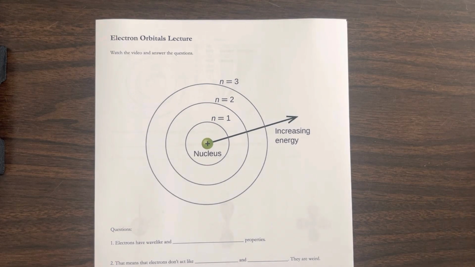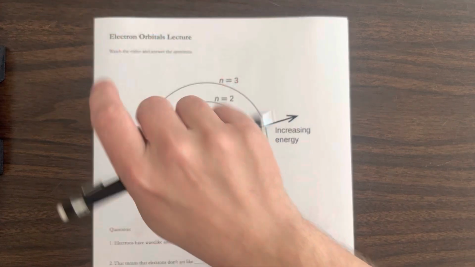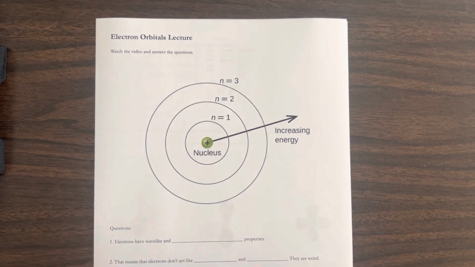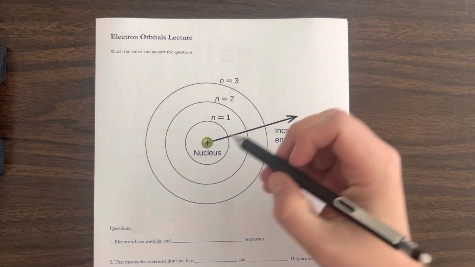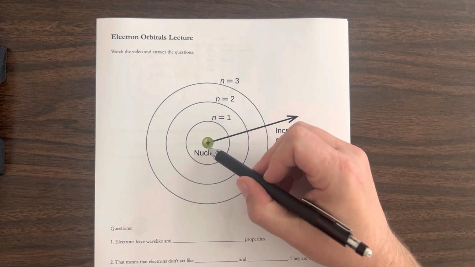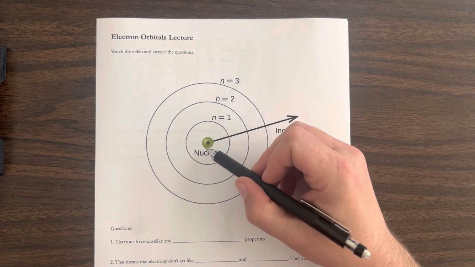Hello. Today I'm just going to talk a little bit about electron orbitals. And when I say electron orbitals, these are the places that we're going to find electrons. We know in our nucleus, we've talked about that, our nucleus has protons and neutrons.